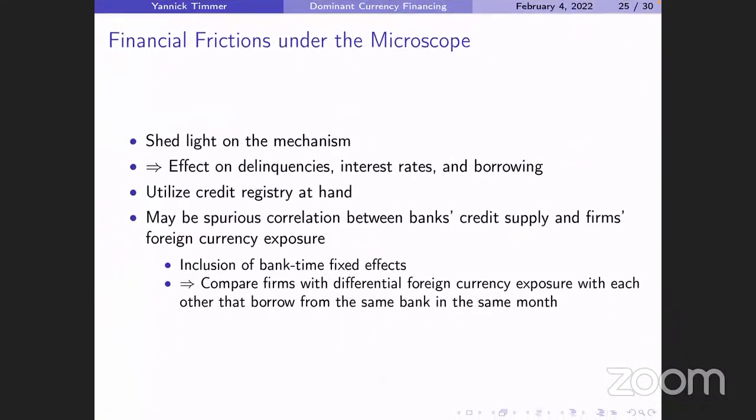Now let's look into the financial frictions under the microscope that are really going on here. To do that, we use the credit registry to shed light exactly on the mechanism through which the depreciation and the higher foreign currency borrowing affect delinquencies, interest rates, and then the borrowing of the firms.